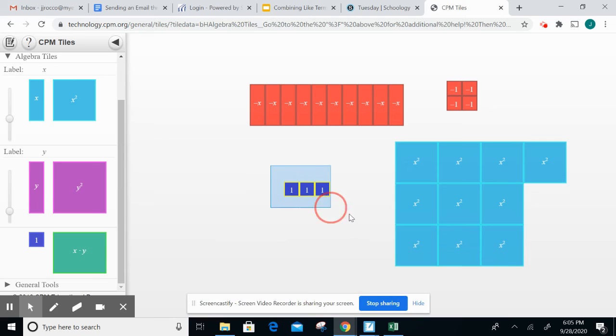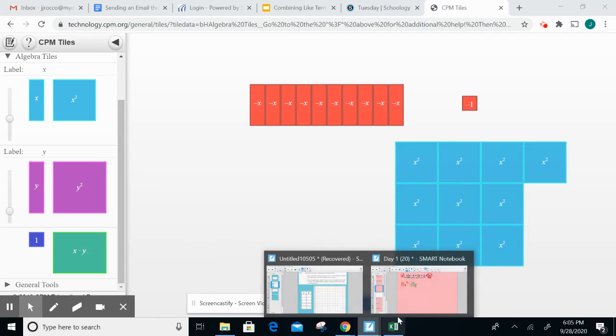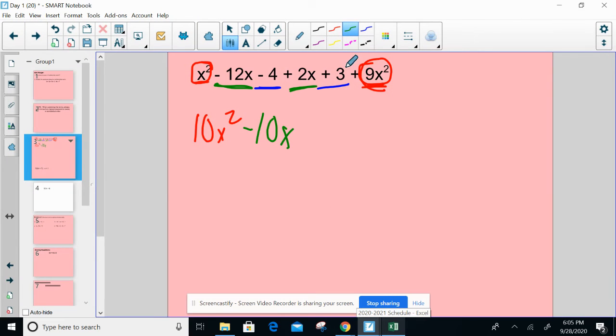Same thing here. Bring them up here, match a couple up. These will cancel each other out. These will cancel each other out. Go ahead and move this here, and this will cancel each other out. You're left with negative 1. If you go back to the slides, negative 4 plus 3 in blue, you have a negative 1 left. You cannot combine the 10x squared and the 10x.